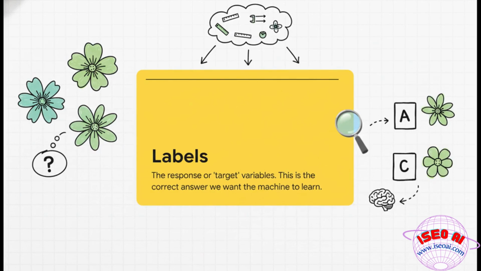And if you give a machine clues, you also have to give it the answer key, right? That's what labels are. A label is just the correct answer that goes with the clues. So, for a certain petal length and sepal width, the label would be the actual name of the flower species. The machine's entire job is to figure out the relationship between the clues and the final answer.